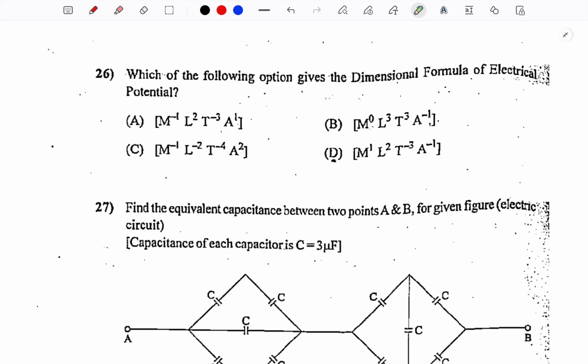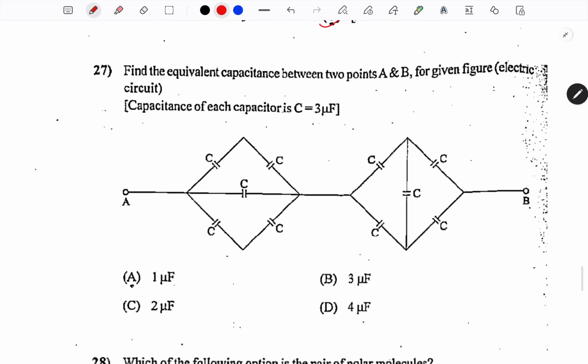Again, a simple question. Which of the following options gives the dimensional formula for electric potential? We know that potential is equal to the work done to bring a unit positive charge from infinite distance to a given point. Work done means energy, M1 L2 T^-2, and charge is A1 T1. So we can write this as M1 L2 T^-3 A^-1, which is option D.